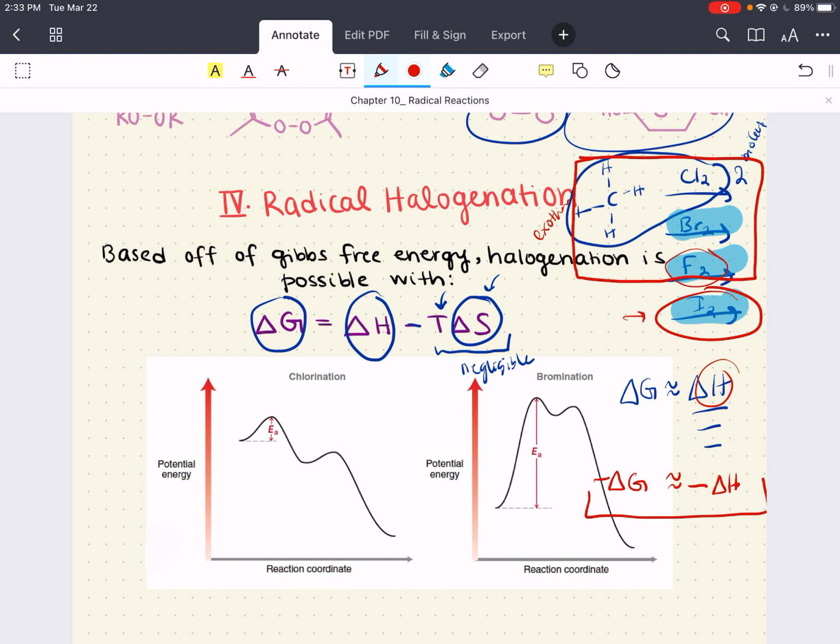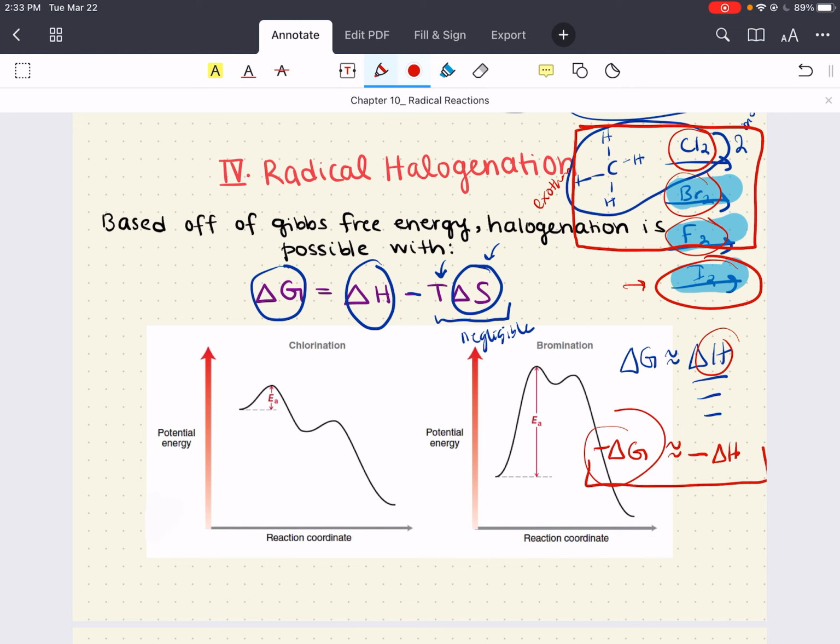Fluorination, although exothermic, is actually way too violent for practical lab use. So, although spontaneous, although thermodynamically favorable, too violent for practical use. So what you actually do in a lab setting is chlorination and bromination. And these are the two radical halogenation processes that we're going to focus on for the rest of this chapter. Fluorination is too violent for practical use, and iodination is not thermodynamically favorable. So in conclusion, only chlorination and bromination are practical in lab.